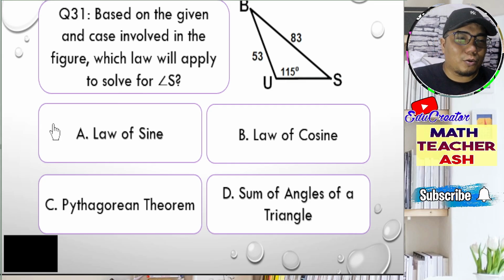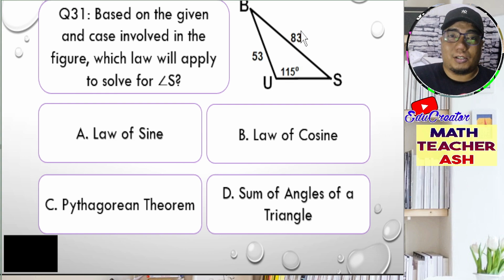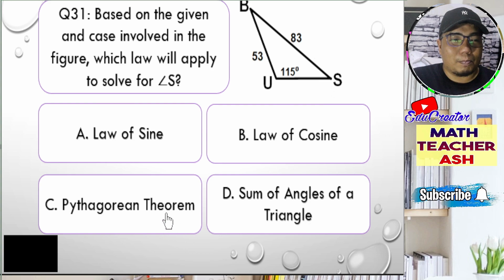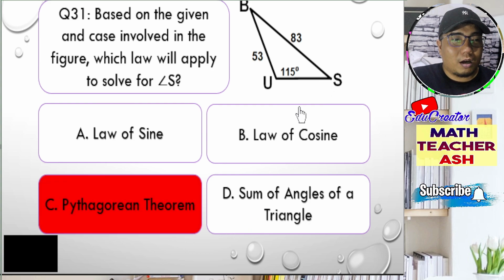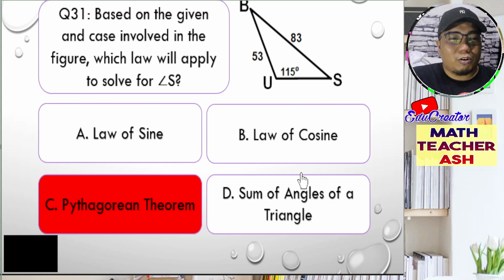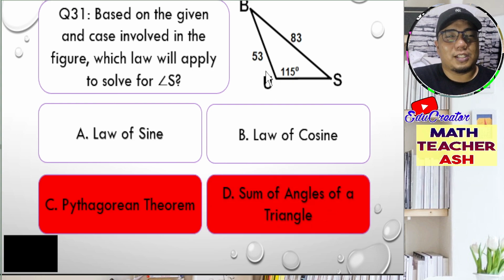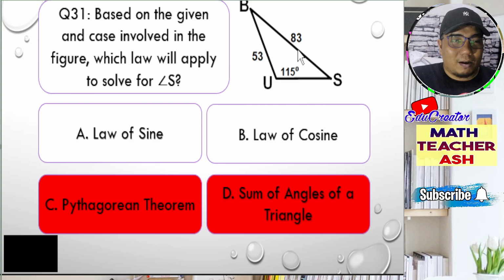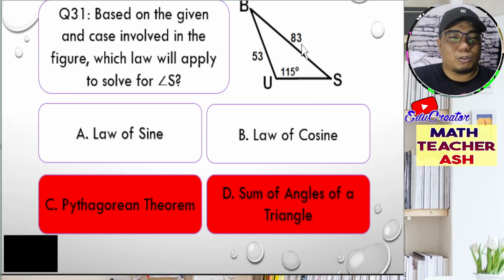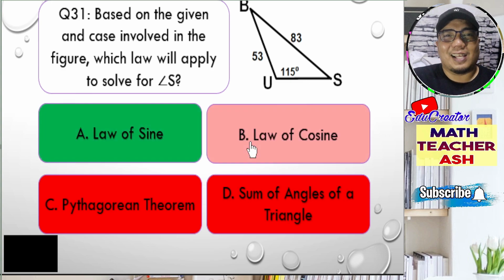Okay, math learners, so what is given here? We have an angle and its opposite. Of course, we already know that we can apply the law of sine here, and this is an oblique triangle, so Pythagorean theorem is not applicable, and we have insufficient given for angles in order for us to use the sum of angles of a triangle, so this is also wrong. This is an example of a pair of angle and its opposite, so therefore we can apply the law of sines. Alright, the correct answer is letter A.